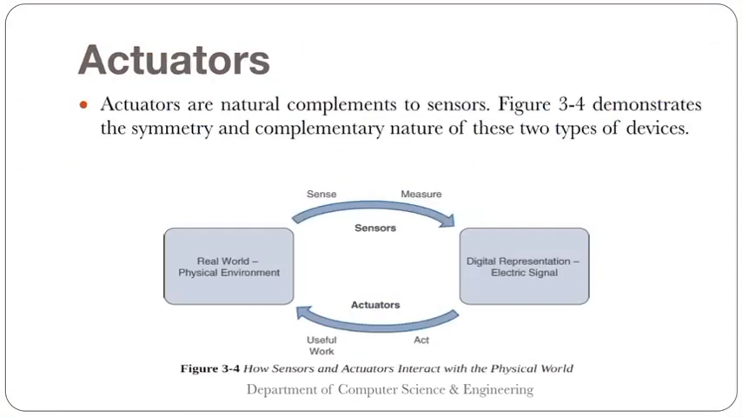Then let's discuss actuators. So what are actuators? Actuators are a natural complement to sensors. This figure demonstrates the summary and complementary nature of these two types of devices, sensors and actuators, and how they interact with the physical world. If we have a real world physical environment, a sensor will sense and measure something that will get represented in a digital format or an electrical signal. That information will get processed, and based on that the actuators will act and do some useful work on the real world.